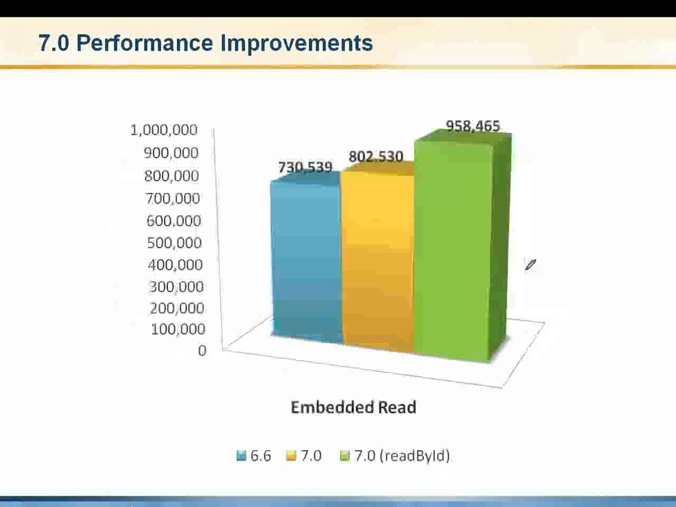Next is the performance improvement in embedded read. If you are using the processing unit model and read data from within the space instance, then we're talking about a 10% increase for the same code from 6.6 to 7.0. And if you choose to go for the read by ID operation, then we can do some more optimizations on that and get an additional 15% performance improvement. So we're talking about nearly 1 million operations per second.